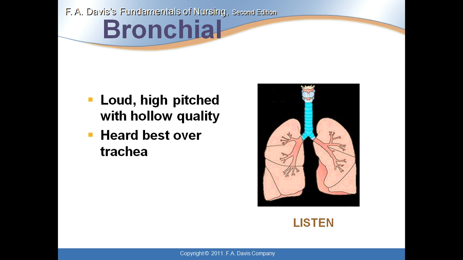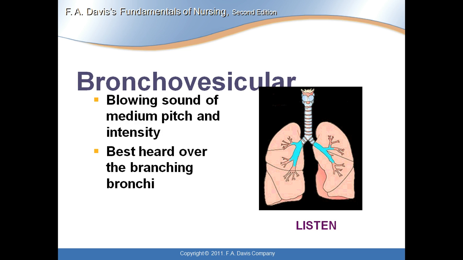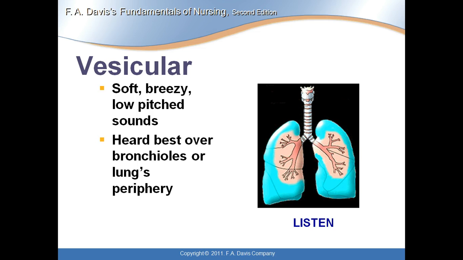As far as what you'll be hearing over these areas, the bronchial is loud and high-pitched with a hollow quality, and it's heard best over the trachea. Bronchovesicular is a blowing sound of medium pitch and intensity, and it's best heard over the branching of the bronchi, which again is on either side of the sternum. And vesicular is a soft, breezy, low-pitched sound heard best over the bronchioles or lungs in the periphery. So again, it's the rest of the chest and just below the nipple line.